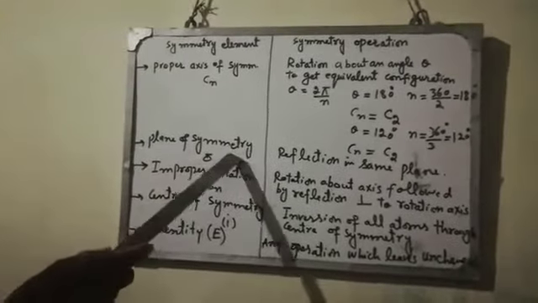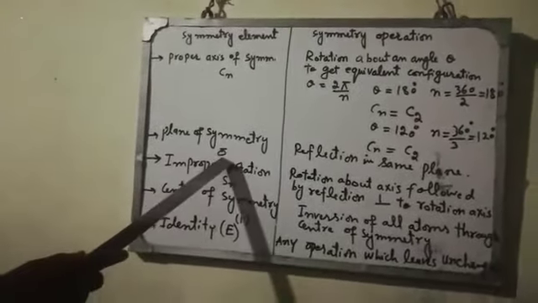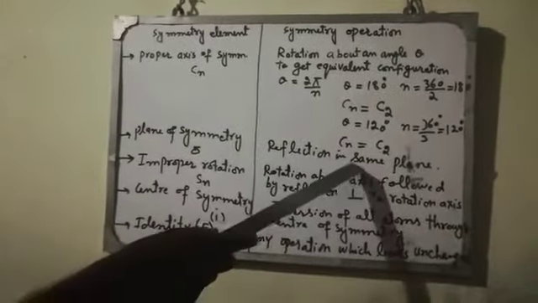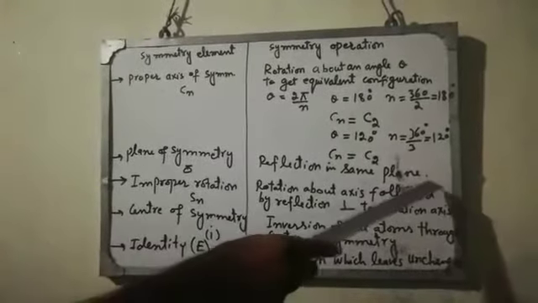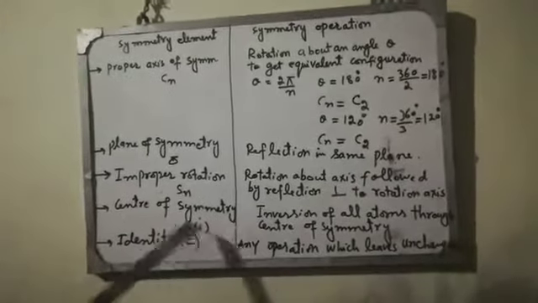Plane of symmetry is the second symmetry element. Its symbol is sigma. This is the reflection of a molecule in the plane so that we get the equivalent configuration. This is the symmetry operation.